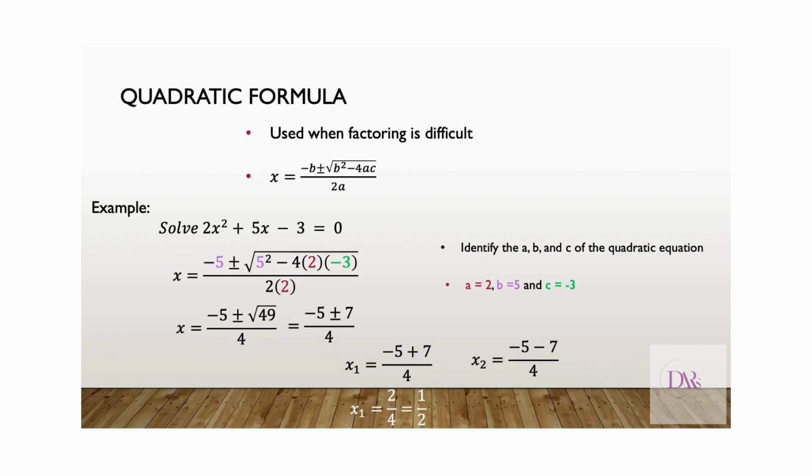Now for x1, we get 2 over 4. We simplify the ratio, and it's 1 over 2. For x2, we receive -12 over 4, which equals -3. So therefore, we have the solution for this particular quadratic equation: x1 equals 1 over 2, or 0.5, and x2 equals -3. Great job.